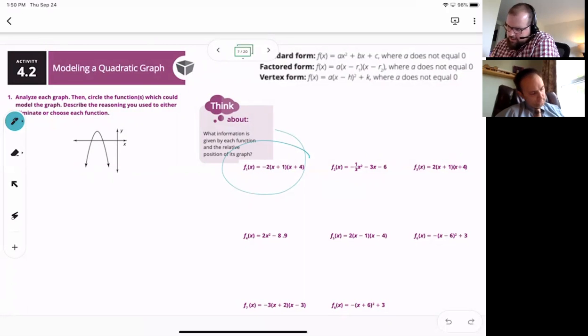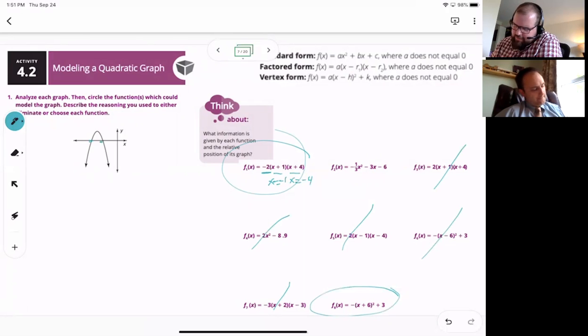So I notice that you circled this one, and I would look at this one too, because I noticed that we have a negative out front. This is concave down, and I've got two factored pieces that both would have negative x-intercepts. And here I've got two negative x-intercepts. That's the only information I really have for this. So I think that works.